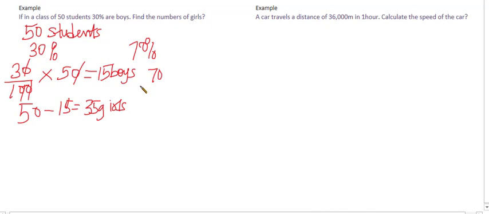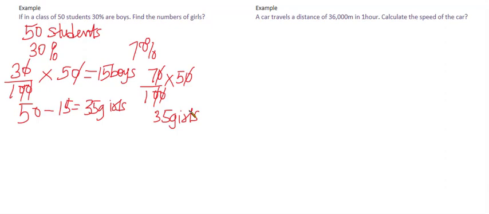So that would be 70 over 100 times 50. Zero cancels zero, zero cancels zero. So we're left with 7 times 5, which is 35 girls. So we can see that in this first example, I had to use the values we have to calculate a particular answer, and from that answer I now use it to calculate my final answer.